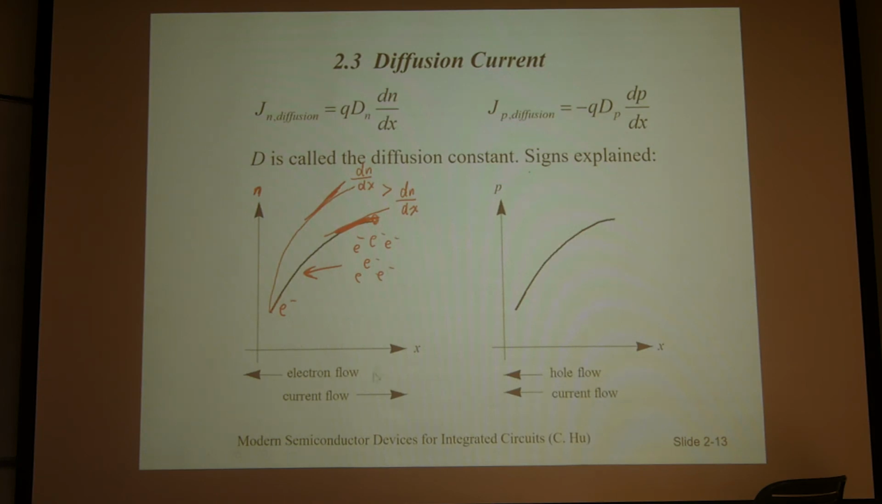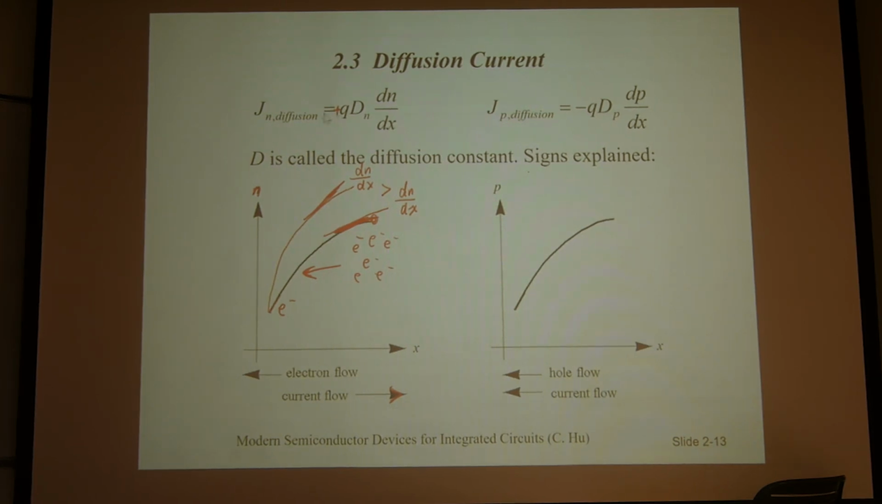And here, one more thing is that this is essentially a positive sign in front of the Q. The reason is that you can see here the gradient of this one is positive. If you look at this profile, this gradient here is positive, and then here the current flow is to the right. So then current flow is positive. So that's why we have a positive sign here.